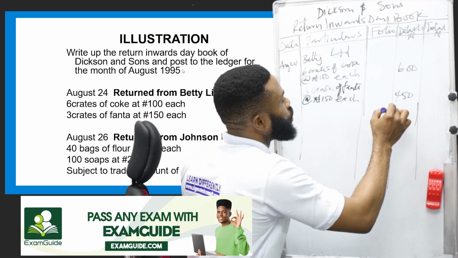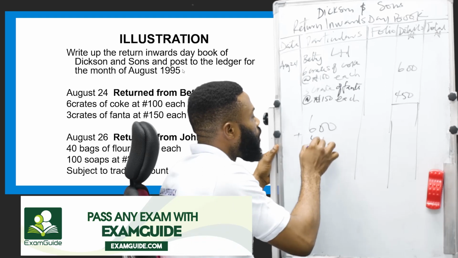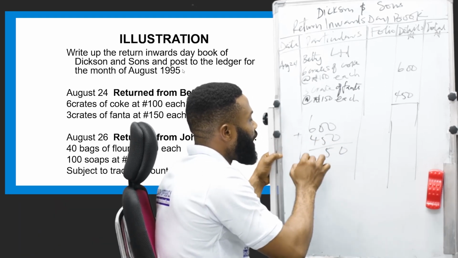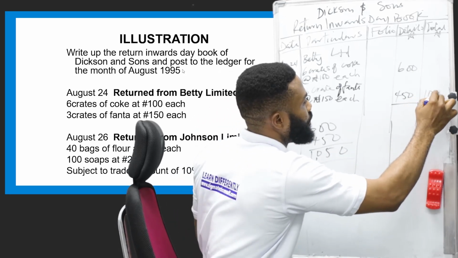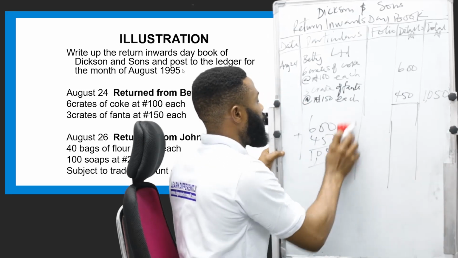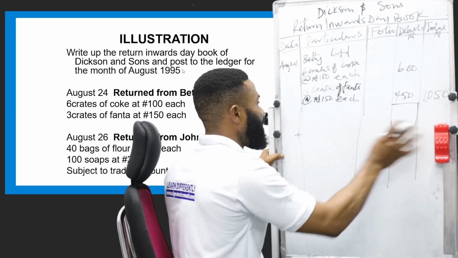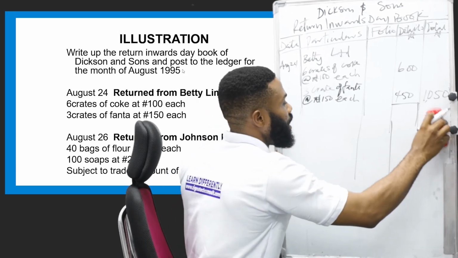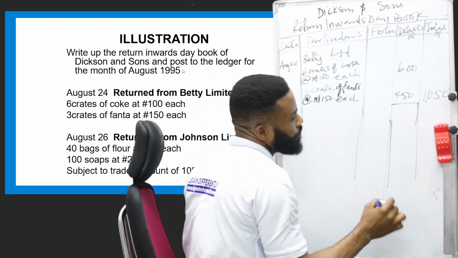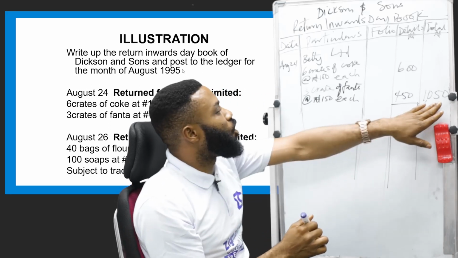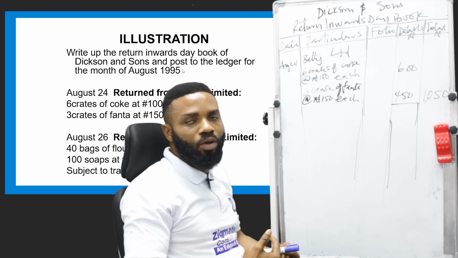So when you add 600 plus 450, this is 0, 5, and this is 10. You have 1050. That is the worth of items returned by Betty Limited to Dixon and Sons. All right. So this is the value of items that Betty Limited returned back to Dixon and Sons.